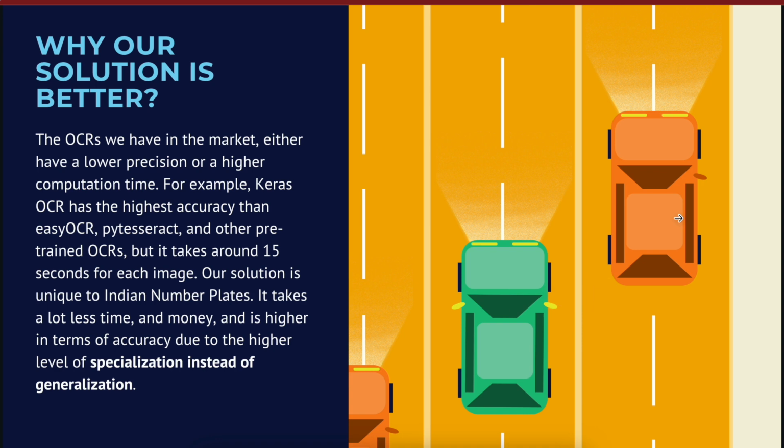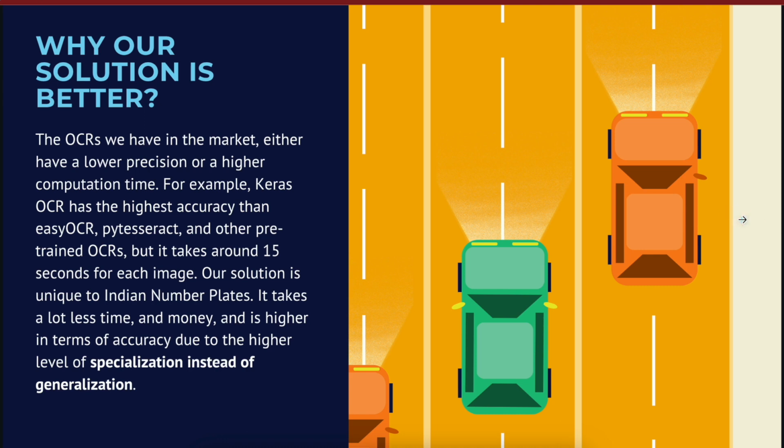So why is our solution better? Because every other OCR, for example, Keras OCR or Easy OCR or PyTesseract, is either inaccurate or takes too long. For example, I have tested it with Keras OCR, PyTesseract, everything. PyTesseract and Easy OCR are very inaccurate, but Keras OCR is very accurate. But the problem with Keras OCR is that it takes 15 seconds, and I don't think any customer will wait 15 seconds just to take his or her car into that parking. That's a lot of time, and we wanted to eradicate that.